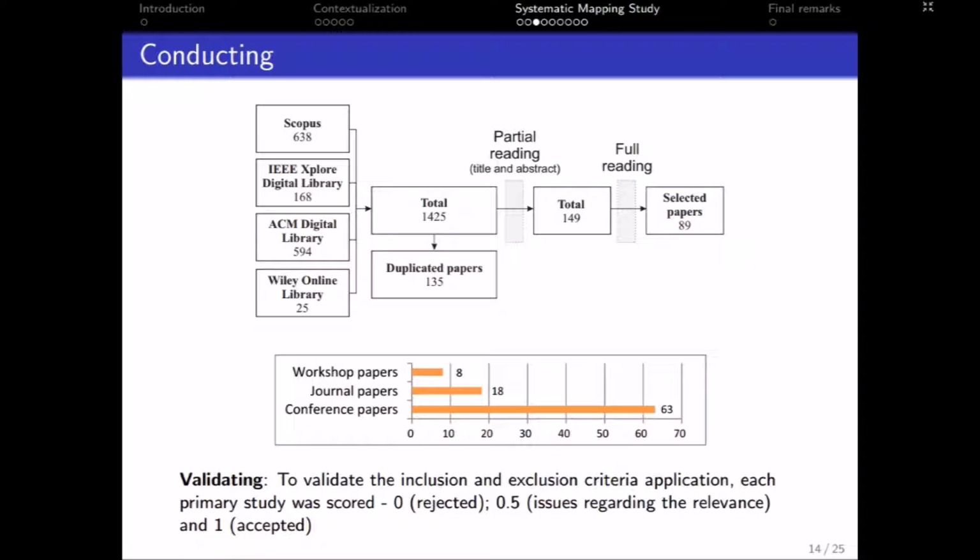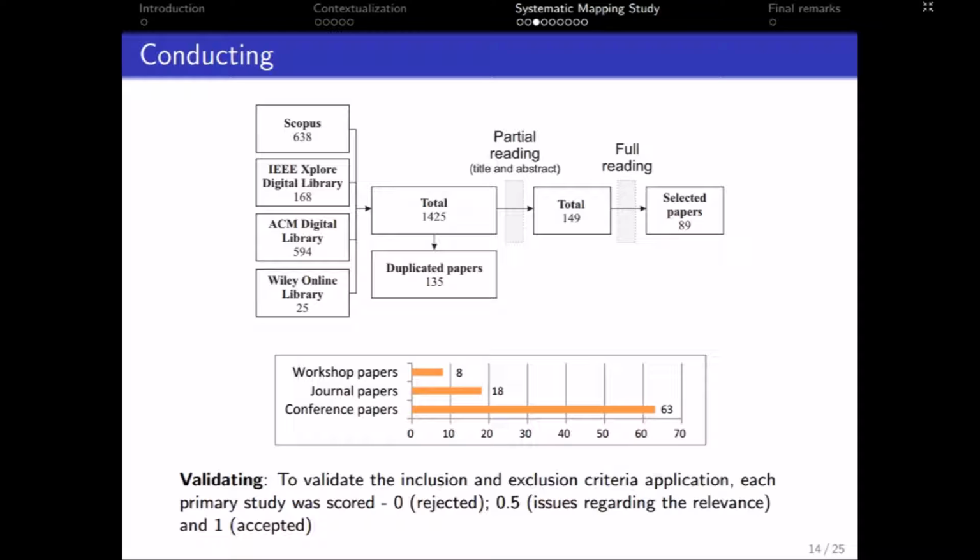From the initial set, 135 duplicated studies were identified and removed. In the selection phase, based on the partial reading, titles, and abstracts, a set of 149 papers were selected according to the inclusion and exclusion criteria. After the full reading, only 89 papers were selected. In order to validate the inclusion and exclusion criteria application, each primary study was scored by reviewers in both partial, title and abstract, and full readings.